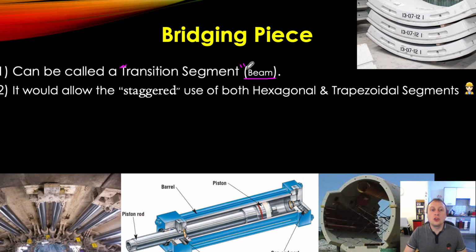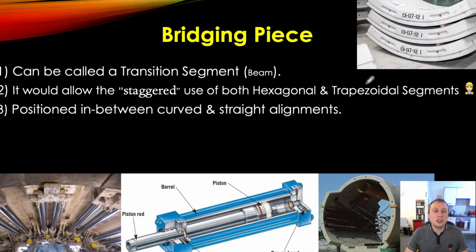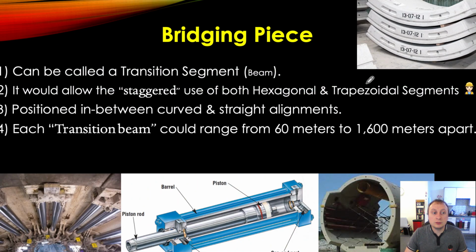It would allow the staggered use of both hexagonal and trapezoidal segments, but we want 80% of our tunnel to be, or at least maybe more, hexagonal segments, maybe 90%. If we can get it up to 90%, that'd be perfect. But where we've got curved alignments, we want to focus on trapezoidal or rectangular, positioned in between curved and straight alignments, as I've just explained.